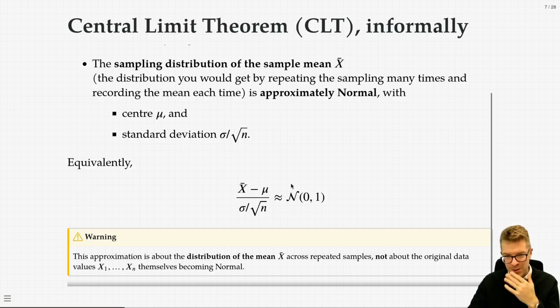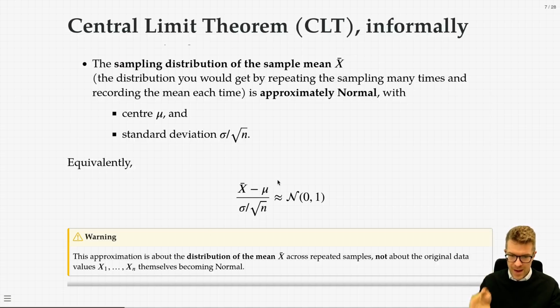But like I said a moment ago, I think I'm in the weeds a little bit, and we can just pop out of this description. Unless, of course, you care deeply about this, in which case I'm more than happy to walk you through it. So this approximation is about the distribution of the mean x bar across many samples. This is not about the original data being normal. Okay, I make that absolutely clear.